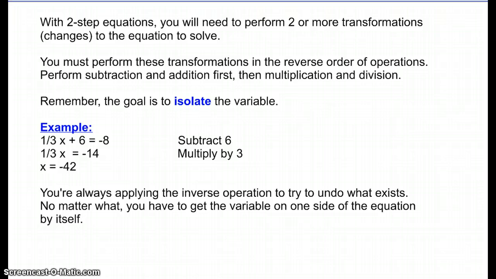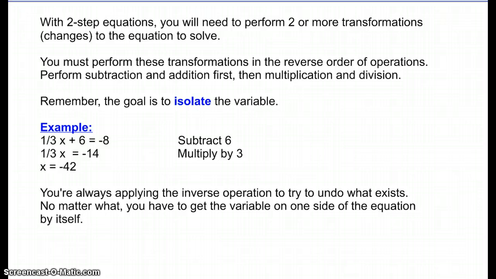Remember our order of operations: grouping symbols first, then exponents, then multiplication and division, addition and subtraction. Well, you have to perform these in reverse as transformations to undo those operations to get your equation back to its simplest form and solve for the variable. So we're going to perform subtraction and addition first, and then multiplication and division, and so on.